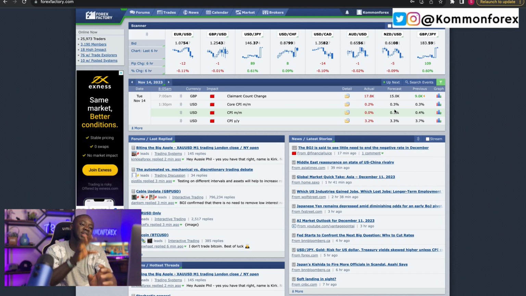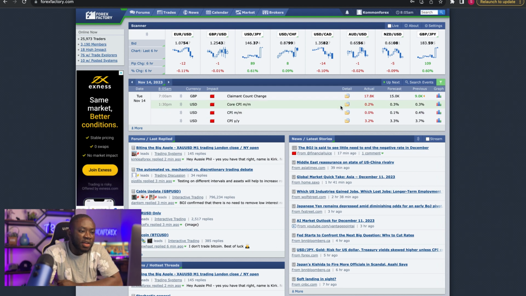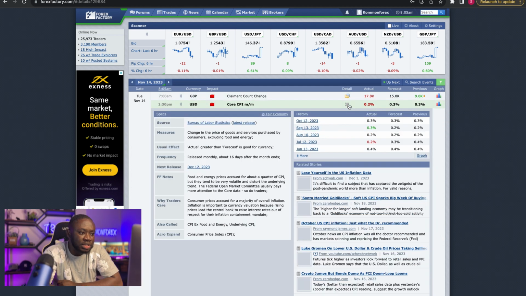So now that we understand the effect inflation will have on the dollar, now we want to see how to actually trade it. If you come to any single news, you have something we call detail over here. If you click on the detail, it tells you everything I've explained. It tells you how it will affect it. So you see it here, actual greater than forecast is good for currency. It measures change in prices of goods and services purchased by consumers excluding food and energy.